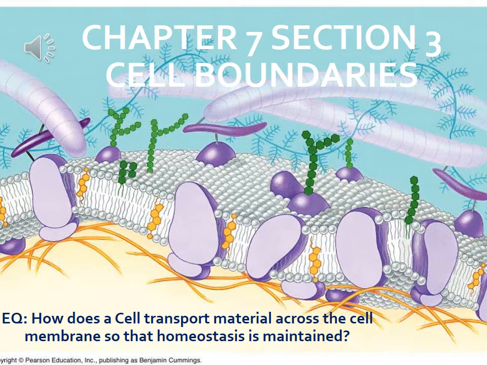In this section, we're going to cover how a cell transports material across the membrane so that homeostasis is maintained. We're going to look not only at the structure of the cell membrane, we're also going to look at the processes that the cell uses to get things in and out, to maintain the homeostasis and the health of the cell.